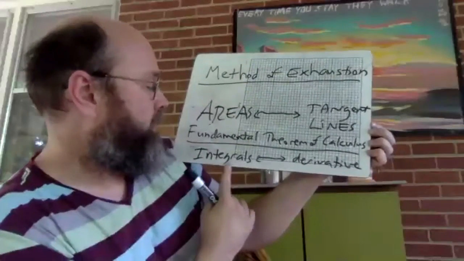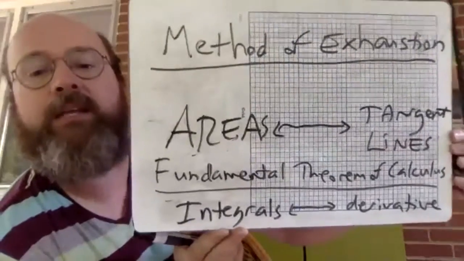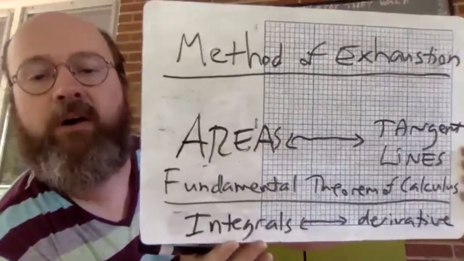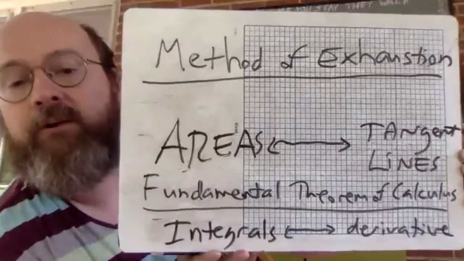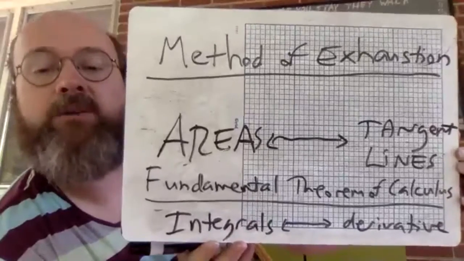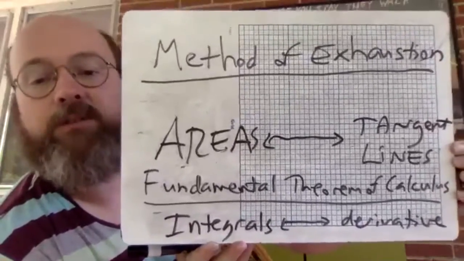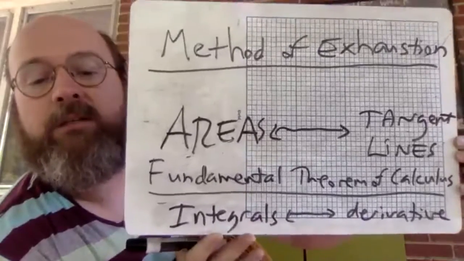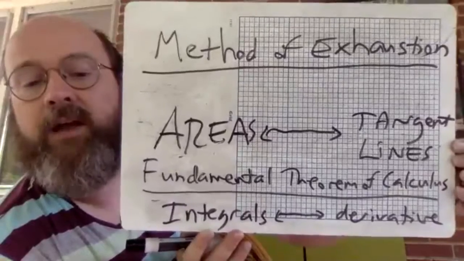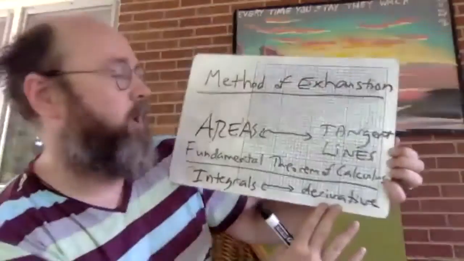Now, integrals aren't areas. Integrals are symbols, that big squiggly S symbol. Integrals are areas if they're definite integrals. That's what those symbols mean. And integrals are antiderivatives, which are other functions, not areas. Areas are numbers. Indefinite integrals, with no endpoints, are functions. They're antiderivatives.